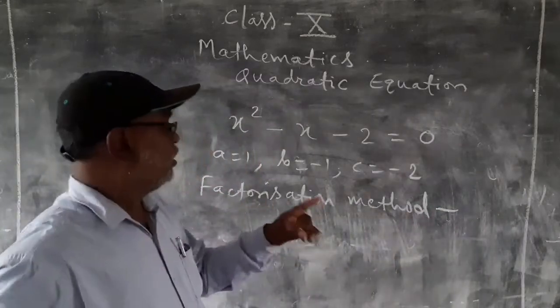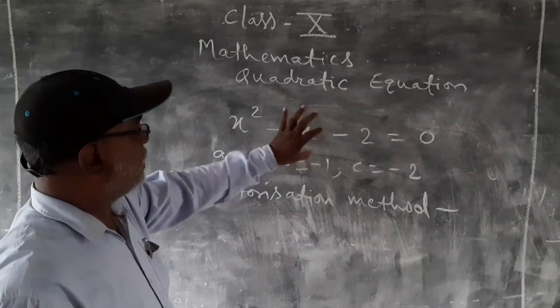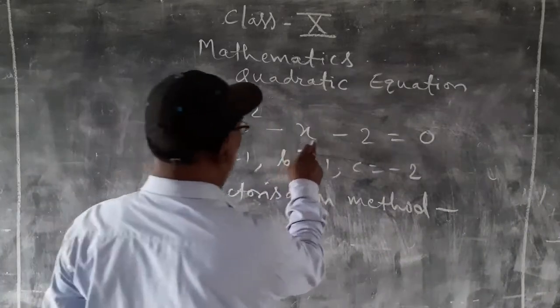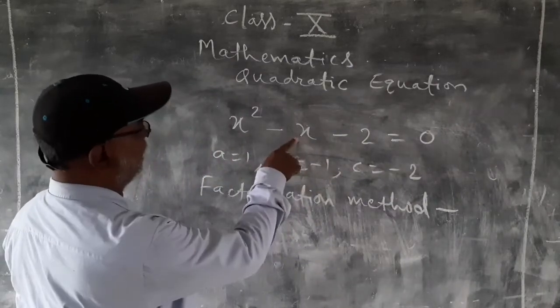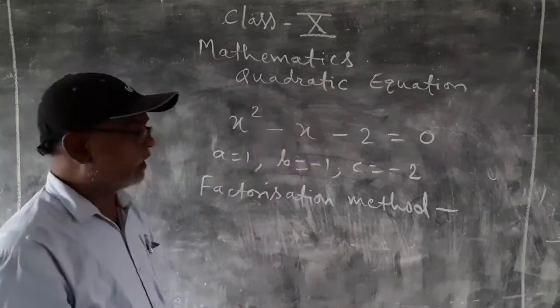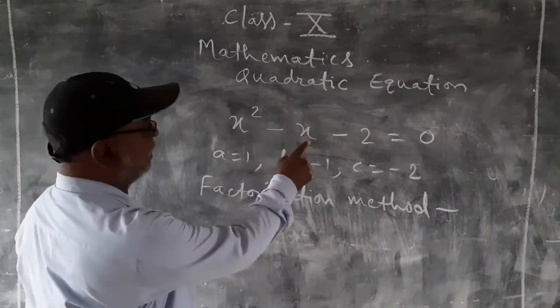In this method, the middle term is fixed. This is broken into two terms. This is decomposed into two terms. That is the middle term splitting method. This is also called the middle term splitting method because you have to split the middle term.